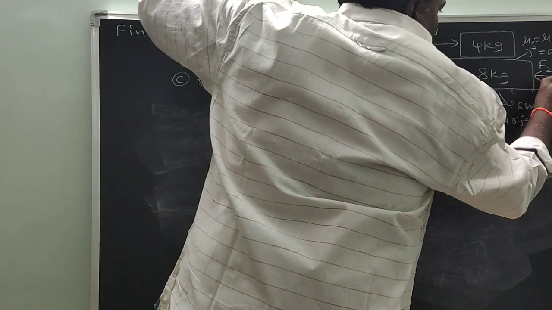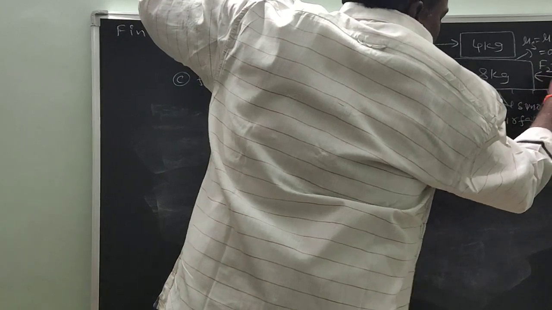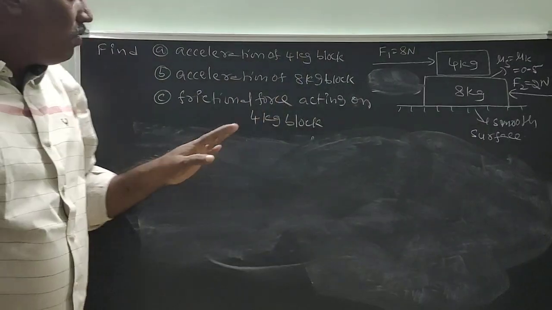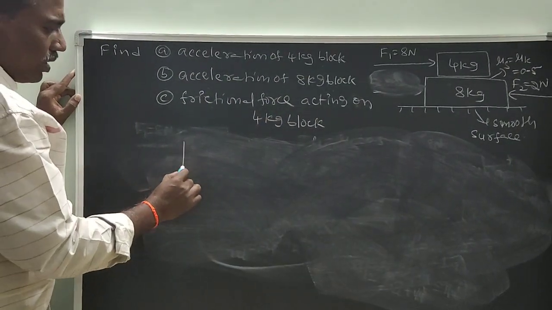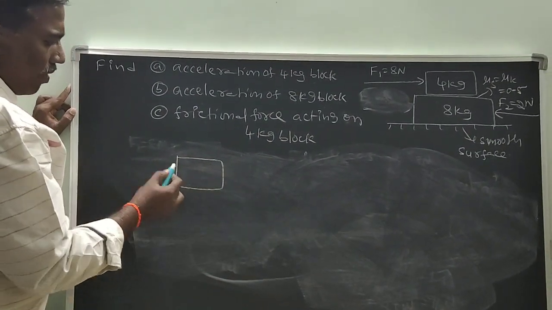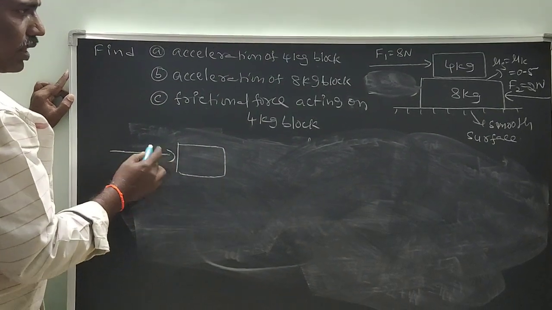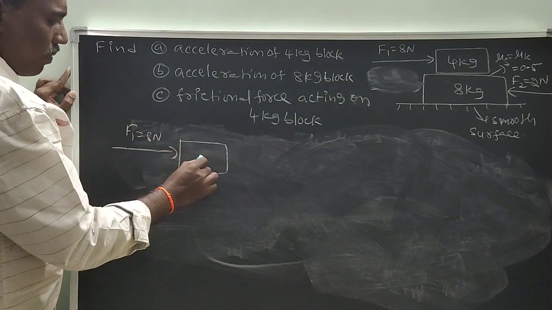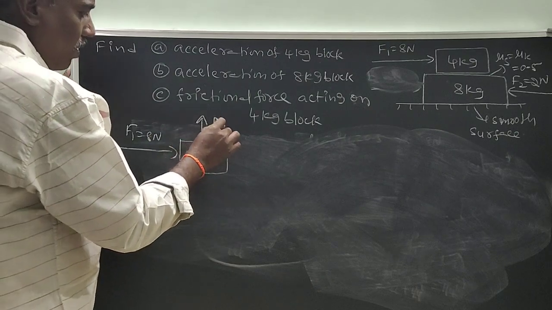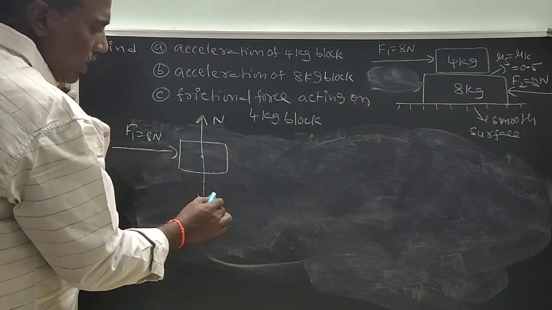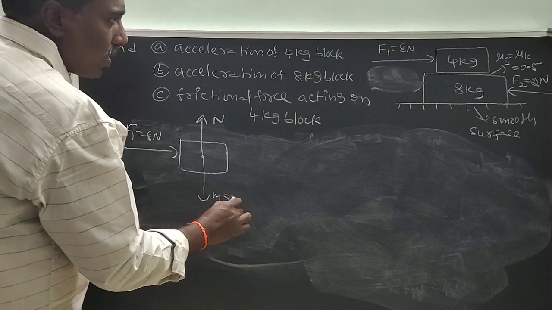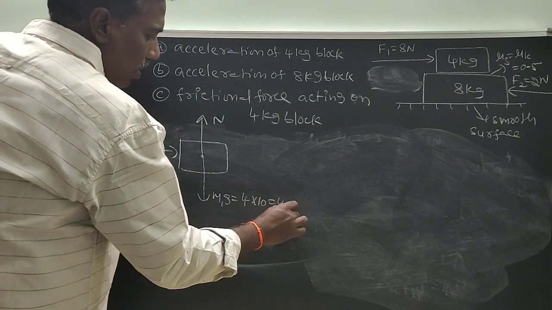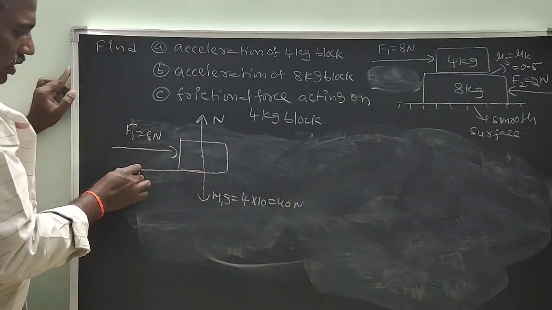F2 is equal to 2 Newton. So already the direction of friction is identified. What is the direction of friction on the 4 kg block? Here on the 4 kg block, F1 is equal to 8 Newton applied force, N1, and this is M1G, that is equal to 4 into 10, 40 Newton. So friction is in this direction.